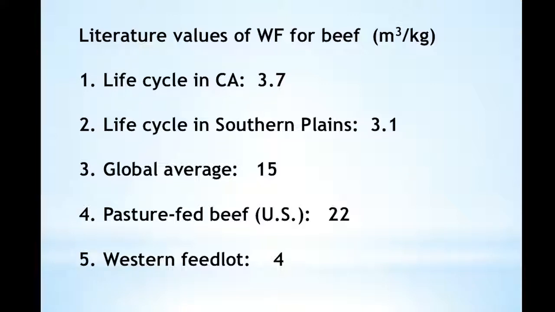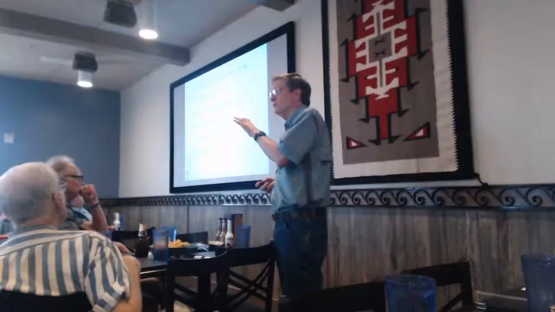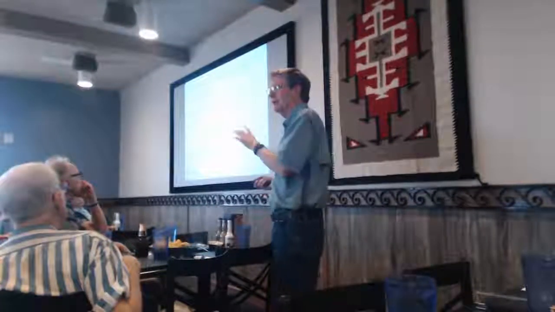The global average, some authors did a global average over the world, 15 cubic meters per kilogram. Pasture-fed beef, okay, this is that more expensive beef to buy, 22 cubic meters per kilogram. But this is really animals spending their whole life on grass. And that was actually a lot like Western feedlot of 4. So this is 3.7, 4, about the same feedlots. But they don't really account fully for a lot of corn fed.